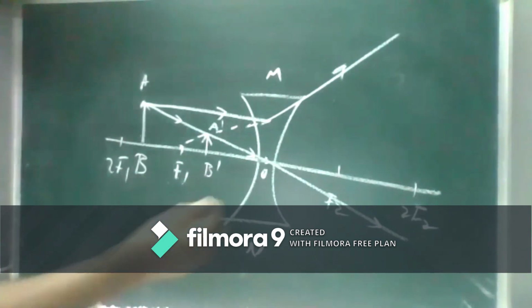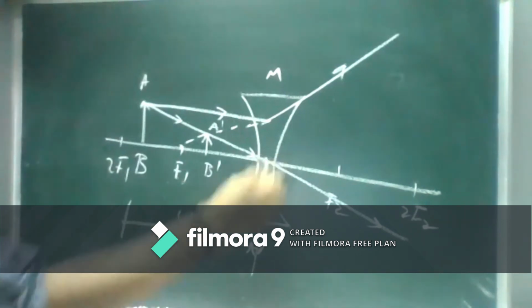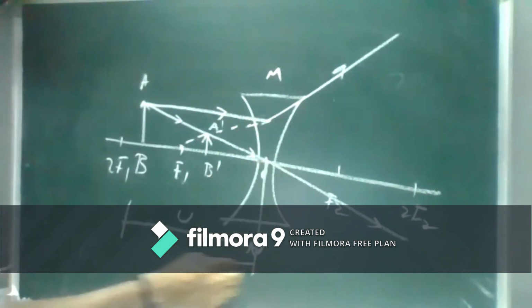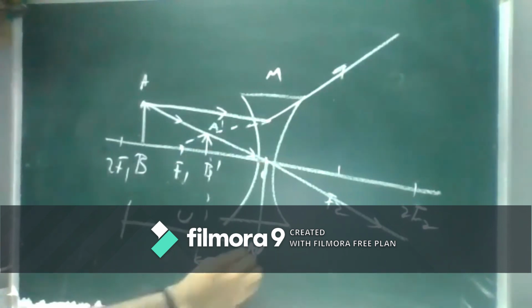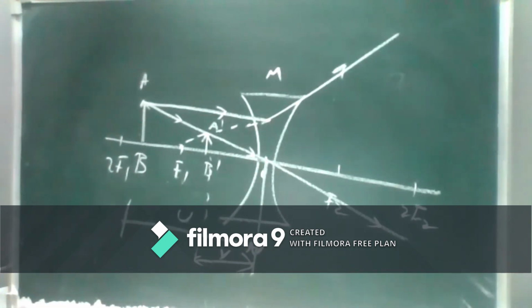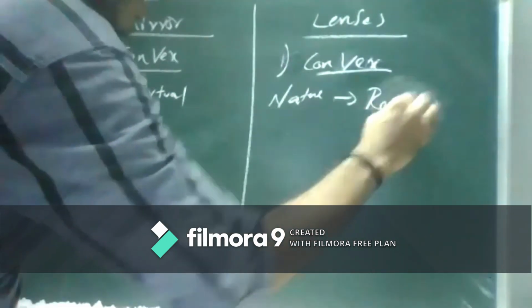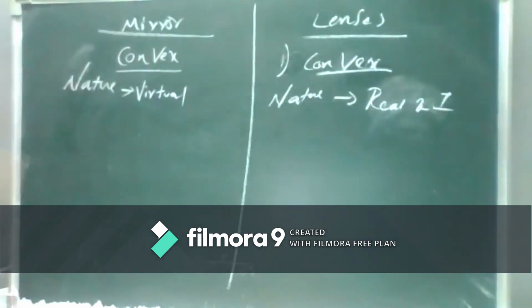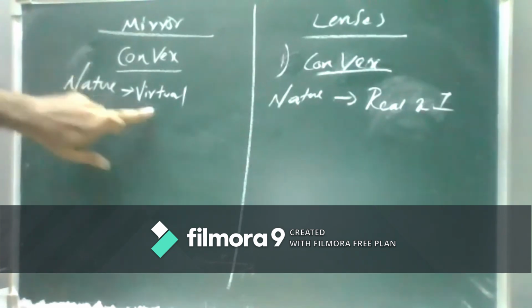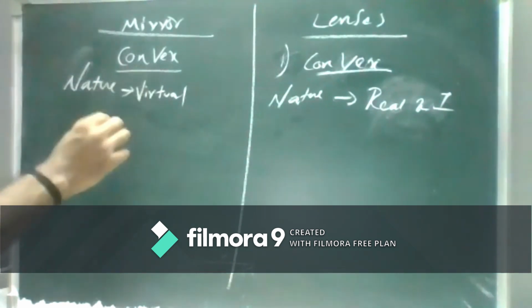Now let's look at the distances. From O, the image distance is v. That is, from the center of your lens to the image is v. So this is your ray diagram for concave, and its nature is virtual and erect. In convex, it is real and inverted. Mirror and lens are in opposite terms: for a convex mirror the nature is virtual, and for a convex lens the nature is real and inverted.